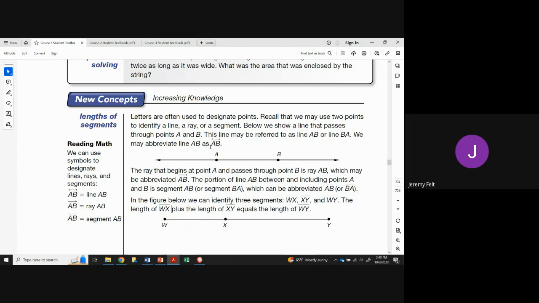Lines continue on forever in both directions. A ray has an endpoint and continues on infinitely in one direction. And then a segment, a line segment, has two endpoints. So it doesn't go on forever, it ends. So segment WX or XY or WY, we indicate with the line above it.